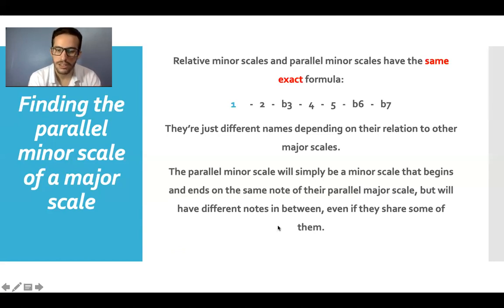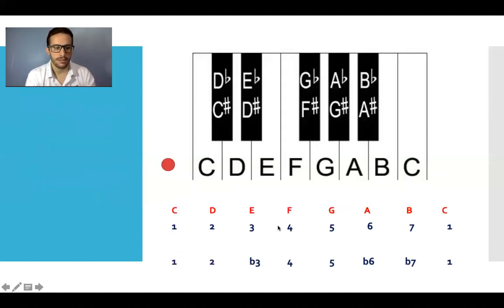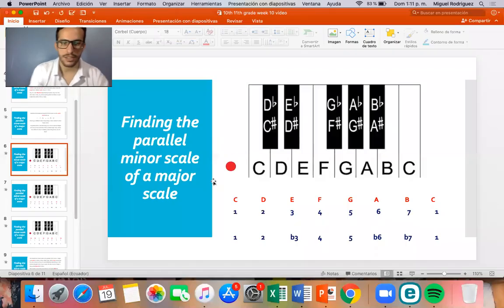Okay, so let's see some examples. Now let me just click off the presentation so we can do it together. Here I have put the keyboard with all the notes so it can be a little bit more helpful. Here we have the C major scale with the numbers, and then we have the formula for the minor scale. Okay, 1, 2, flat 3, 4, 5, flat 6, flat 7, and 1.